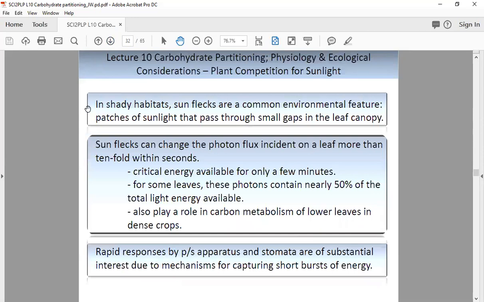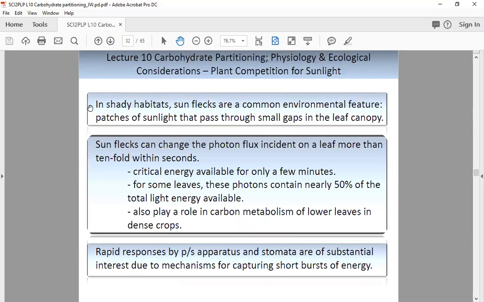Okay, what about shady habitats? In these habitats, sunflecks are actually a common environmental feature. And sunflecks are simply patches of sunlight that pass through small gaps in the canopy. And these can change the photon flux that's incident on a leaf more than tenfold within a matter of seconds.